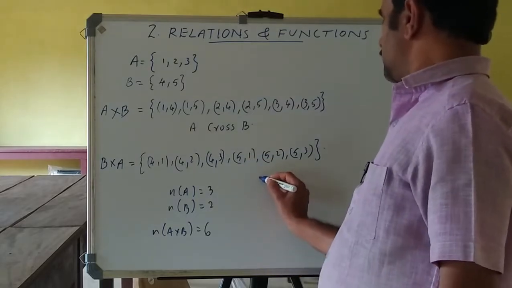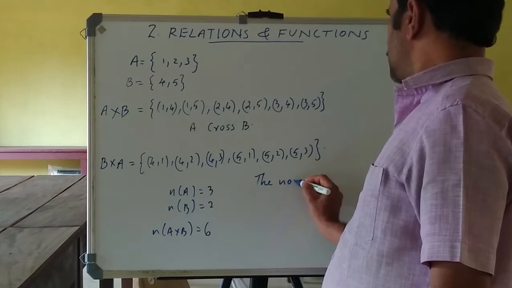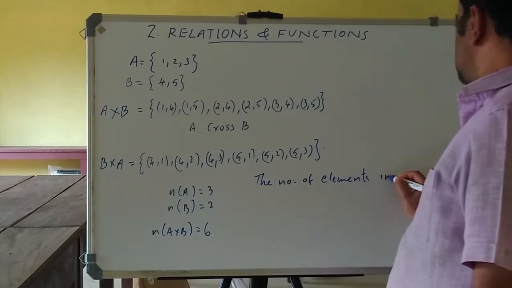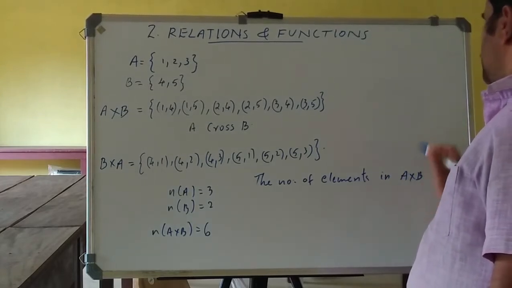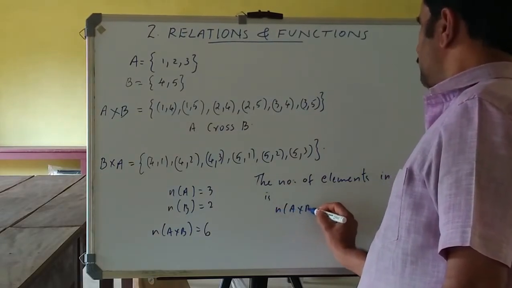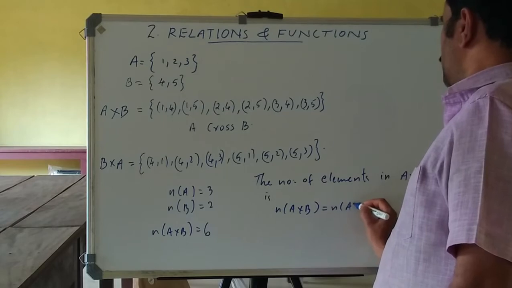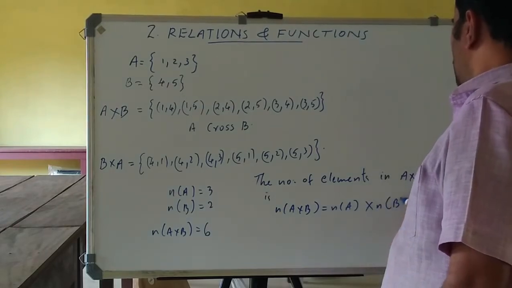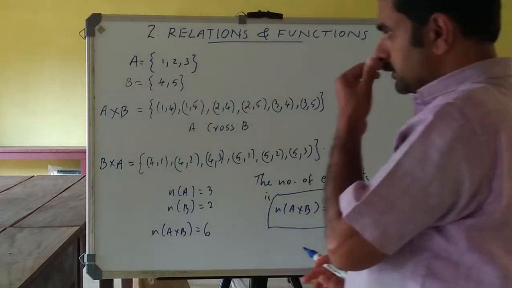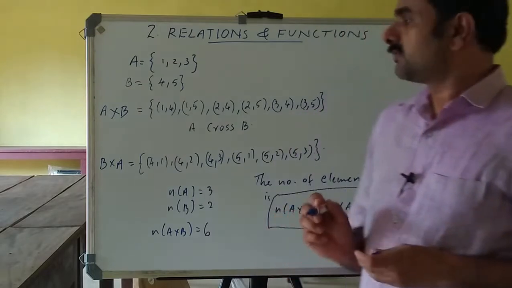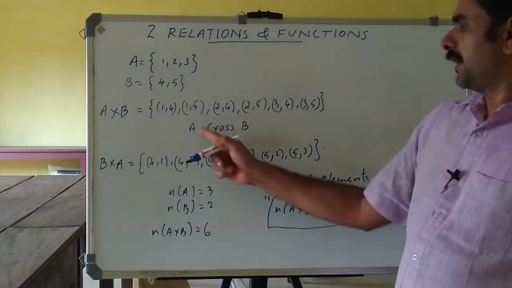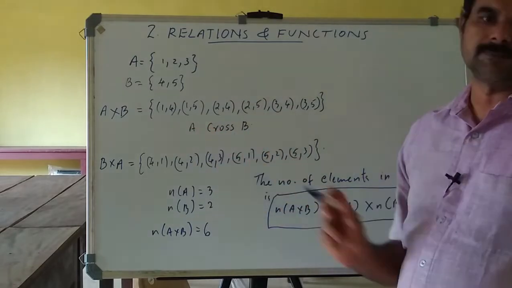The number of elements in A cross B is n of A cross B equal to n of A into n of B. Clear? So now we have introduced a new term which is called what? Cross or cross product. A cross B. It is written as A cross B.